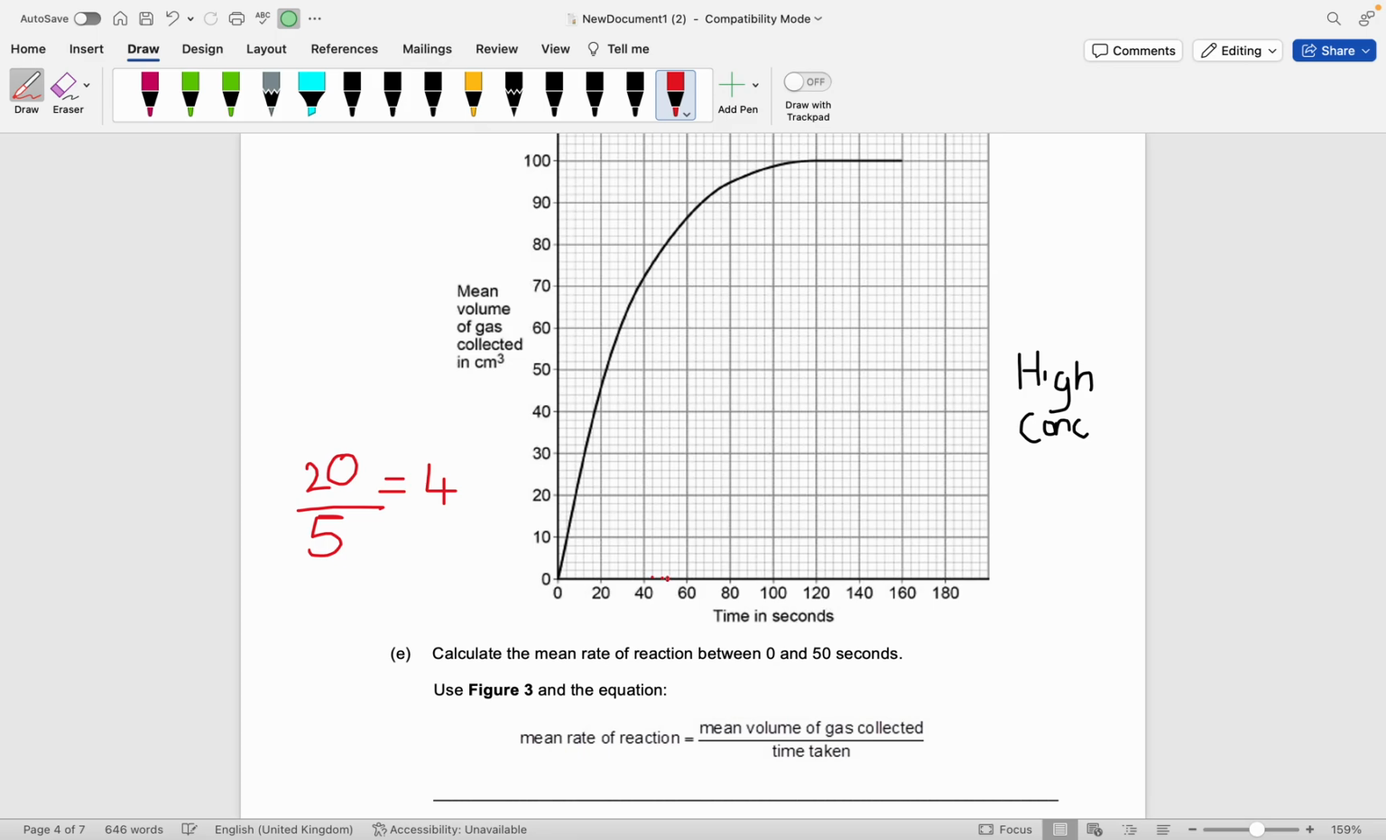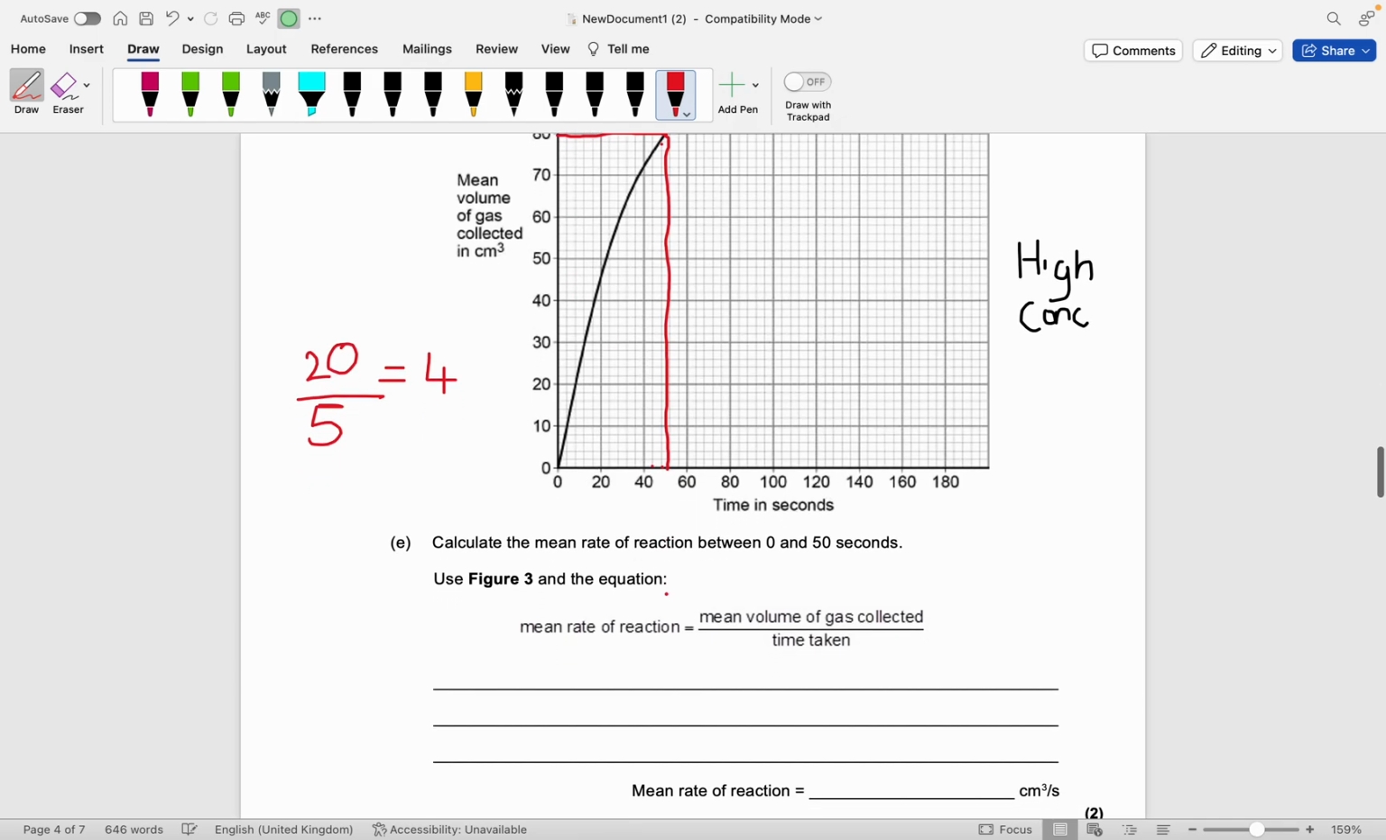I'm going to go here. Now I'm going to go up very, very carefully. You are going to do it with a ruler and a pencil because you have that at hand and I do not. So I'm at 50 seconds here. My line's a little bit skewy, I do apologise. But I'm going to hit that line right there in the middle of 48 and 52 at 50. And I can see that at that point I have made 80 centimetres cubed of gas.